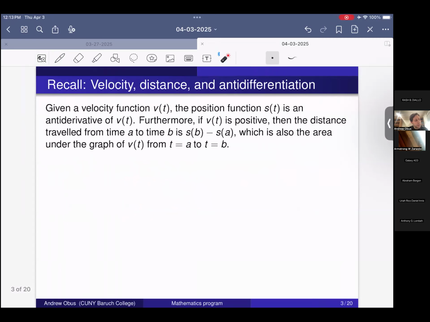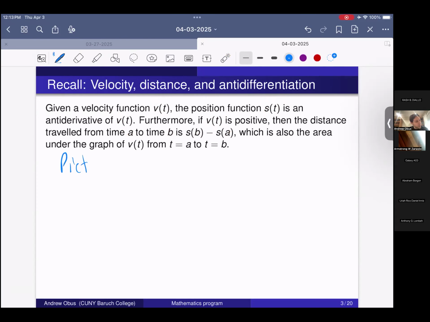So remember in physics, what was the relationship between velocity and distance and anti-differentiation? Well, let's say that we have a velocity function given by v of t, then we saw that the position function s of t is an antiderivative of v of t, right? This is the same thing as saying that the velocity function is the derivative of the position function. It's the rate of change. And furthermore, if our velocity function is always positive, meaning we're going in one direction, then the distance traveled from time a to time b is s of b minus s of a, which is also the area under the graph of v of t from t equals a to t equals b.